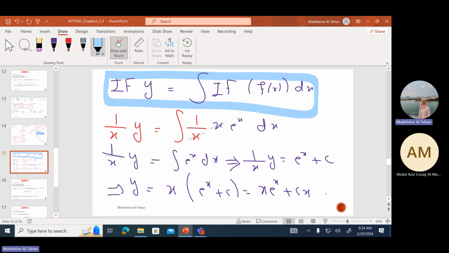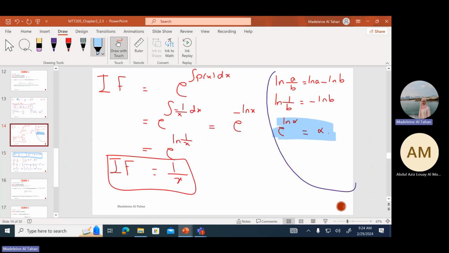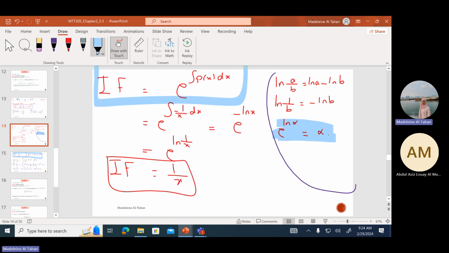Then what do we need to determine? What's our p of x and what's our f of x? And then what do we need to find? Our integrating factor. How do we find our integrating factor? We use this formula for it. We found the integrating factor, we simplified, and we write the final answer in a beautiful way.